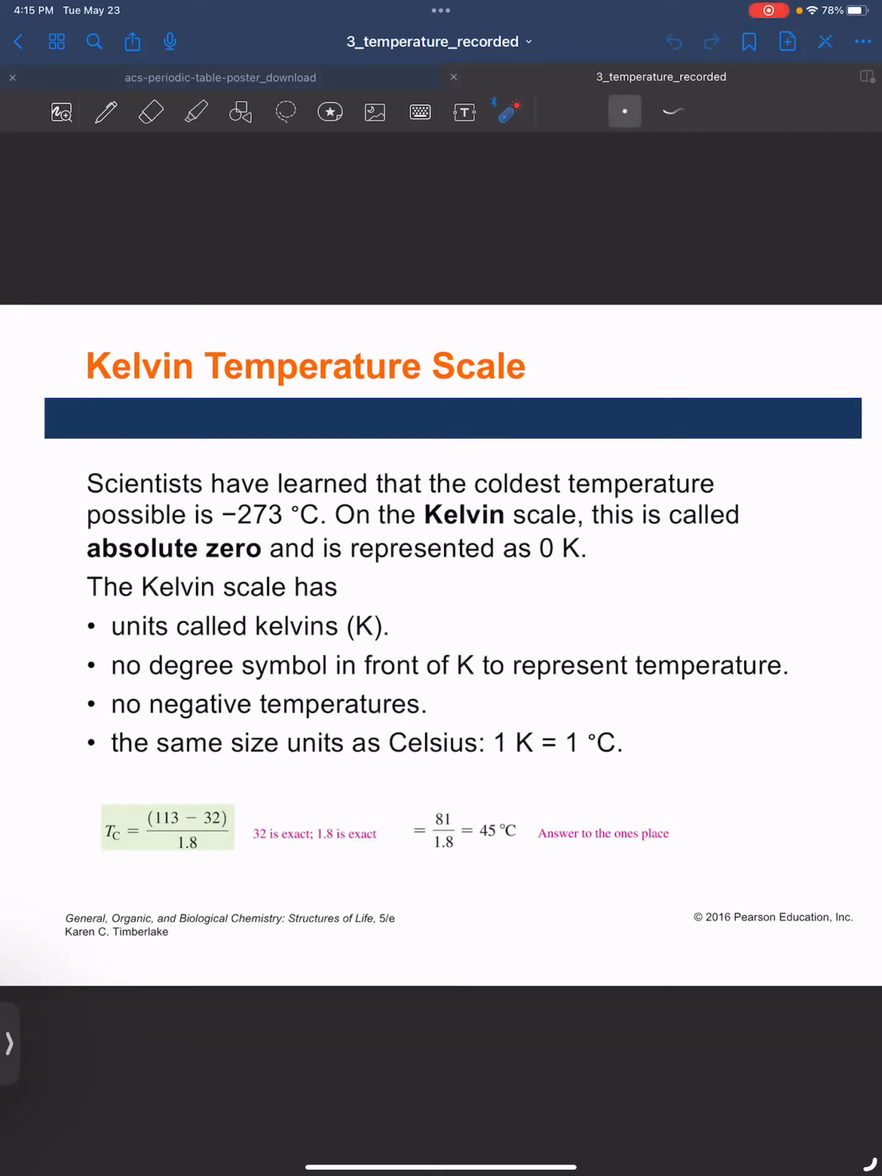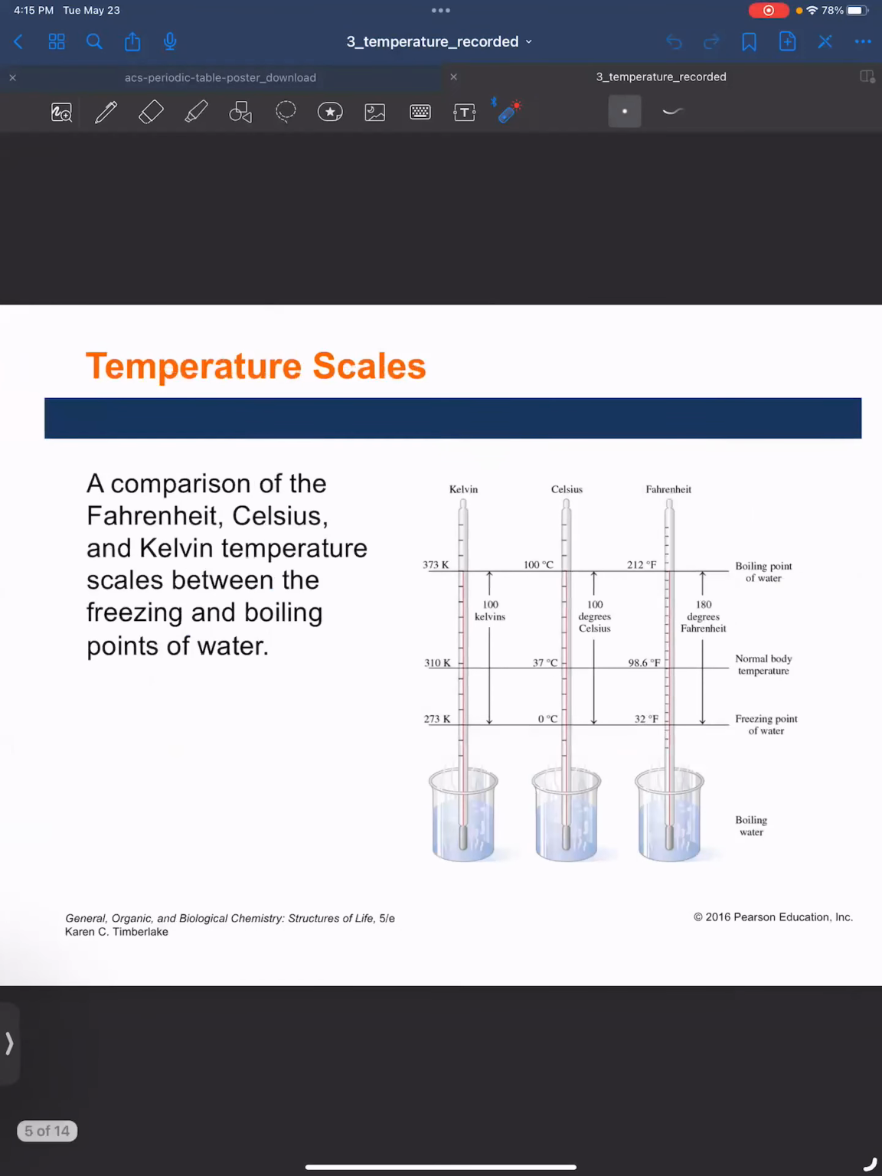And we'll come back to this in a little bit. This is converting Fahrenheit to Celsius. So we'll discuss that when we look at the temperature scales and practice some problems together. So let's look at those temperature scales.